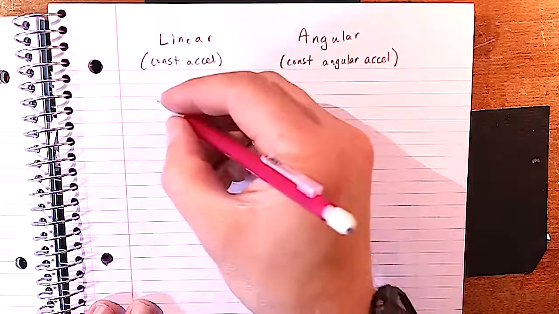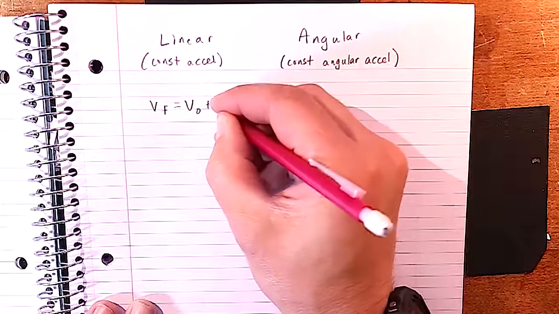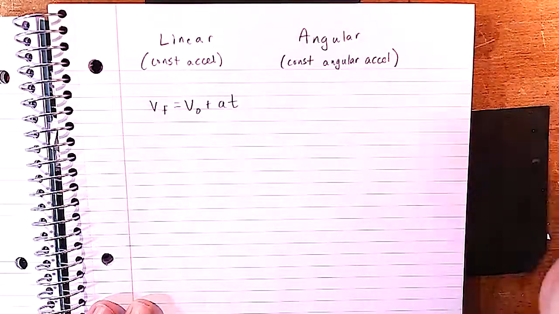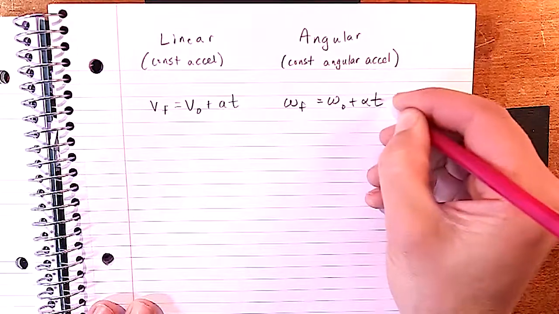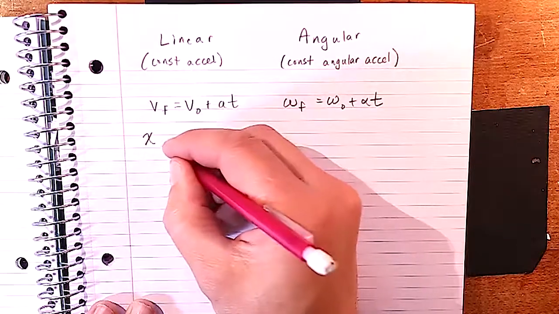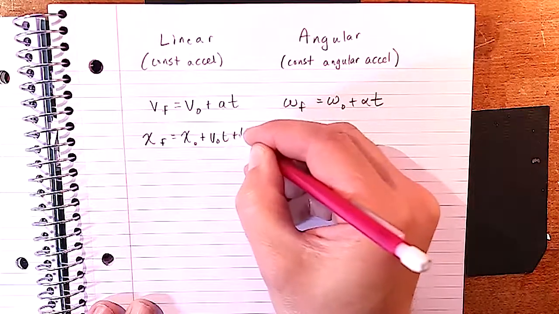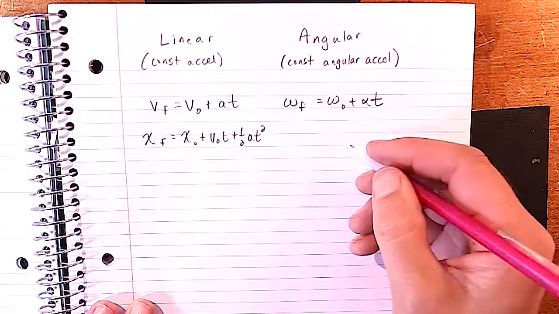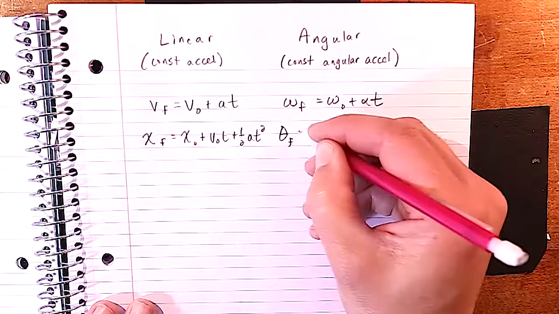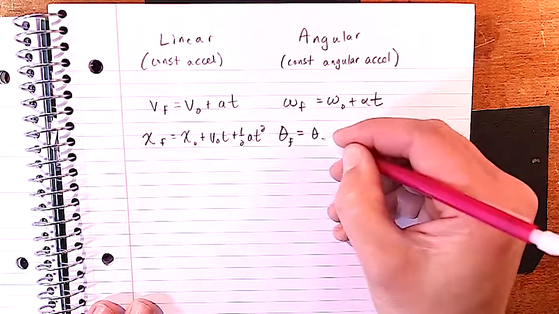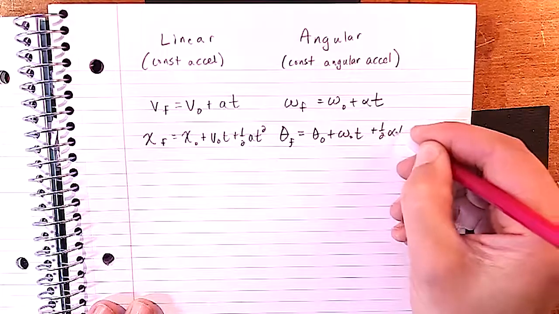We know that for linear formulas, we have V final equals V initial plus a t. So therefore, the angular version of that would be omega final equals omega initial plus alpha t. And we know that we have x final equals x initial plus v naught t plus 1/2 a t squared. Well, what's the angular version of that formula? That would be theta final equals theta initial plus omega naught t plus 1/2 alpha t squared.